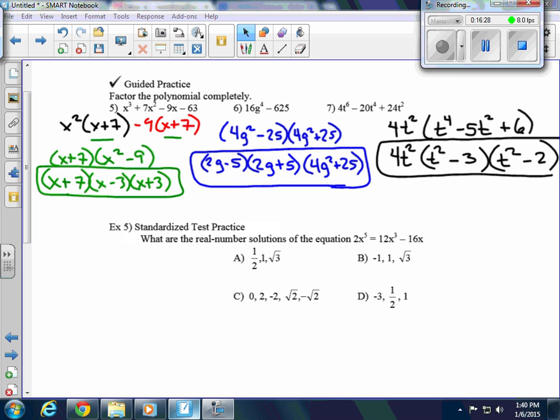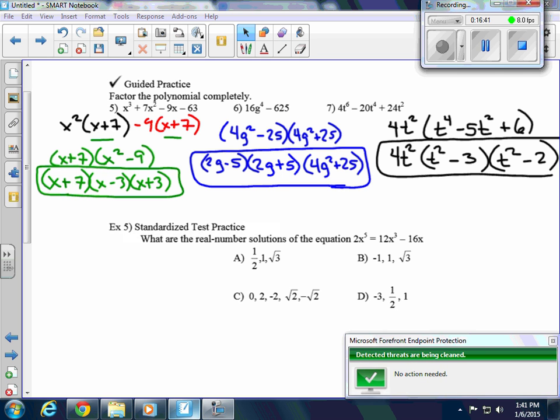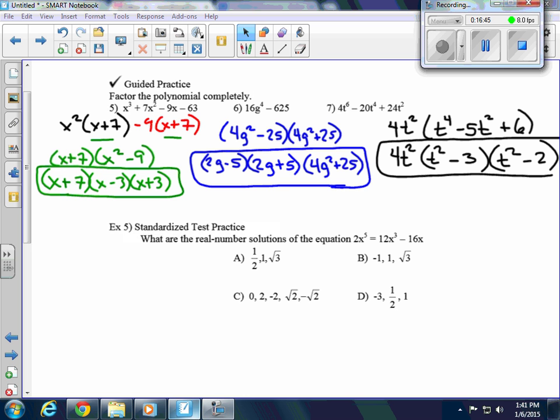Again, notice number 5 had 4 terms, so we factored out an x squared out of the first 2. We did that in black. We had an x plus 7 left. And then we factored out a negative 9 out of the last 2. And again, we had the x plus 7 left. Then we took the x plus 7 out of there, and we had x squared minus 9 left for our second parenthesis. Then that can be factored further. So we had x plus 7 times x minus 3 times x plus 3. 6 was a difference of squares, and 7 was, we factored out a common monomial and then factored from there.